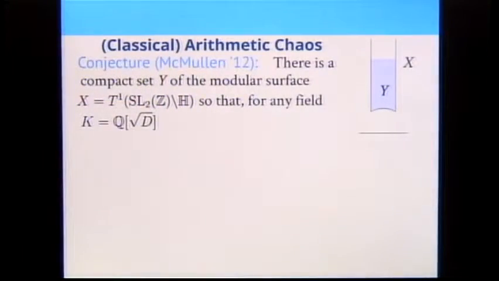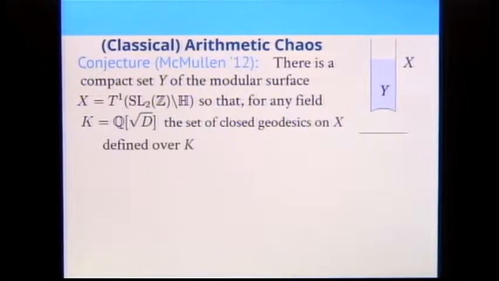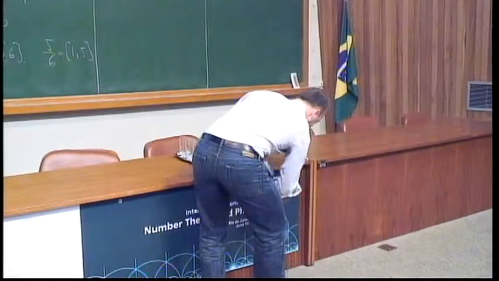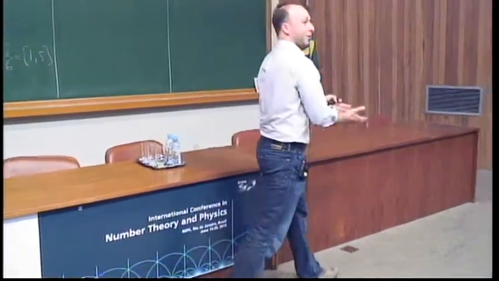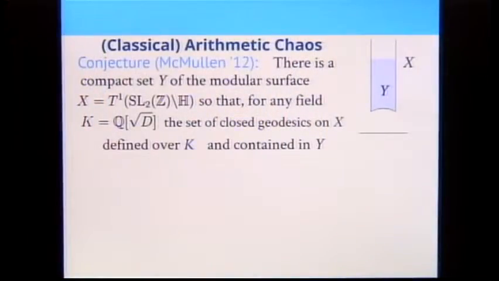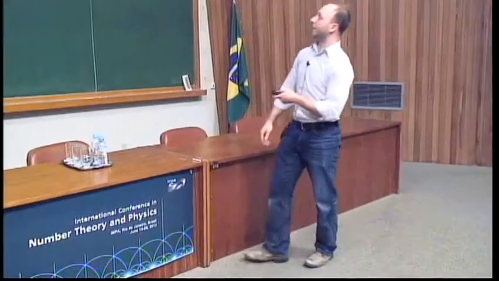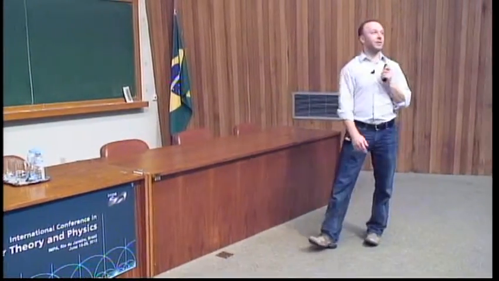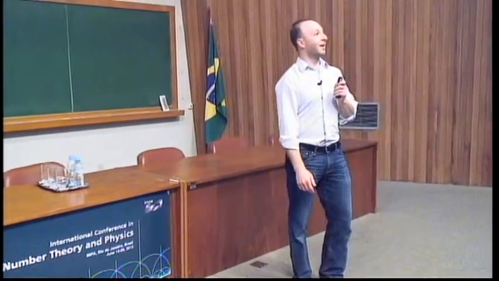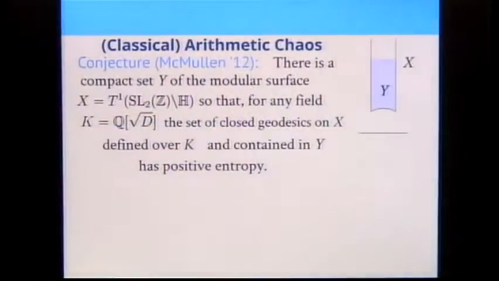You give me your favorite real quadratic field, Q adjoin root 5. I want to look at the set of closed geodesics on the modular surface, which are defined over Q adjoin root 5, and contained in Y. In other words, they move around down here. They never enter higher. These are low-lying closed geodesics. So you look at the set of closed geodesics on the modular surface defined over Q adjoin root 5 that go no higher than this height in the cusp, and you want to know that that set has positive entropy. So that's the chaos.